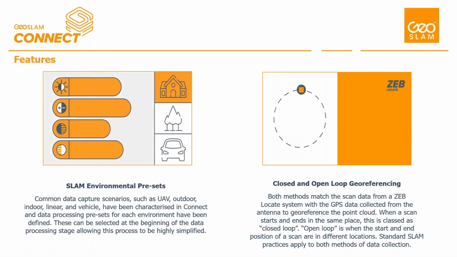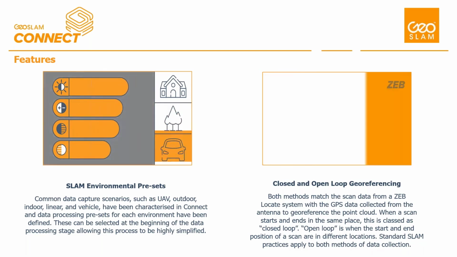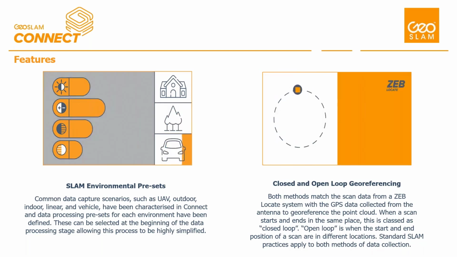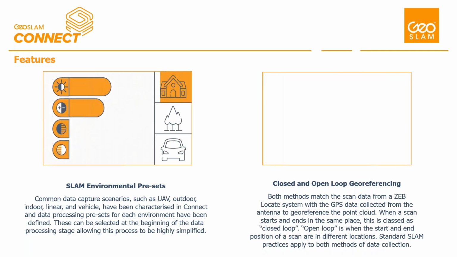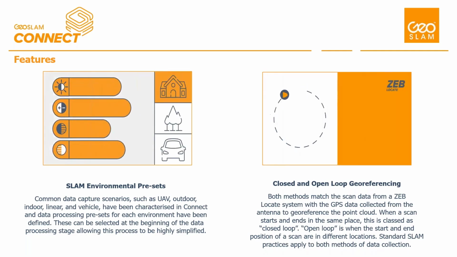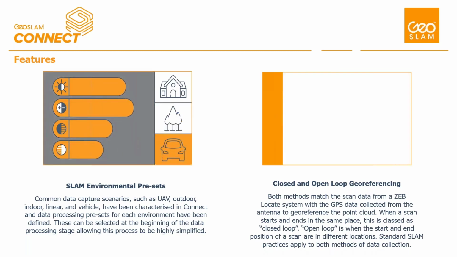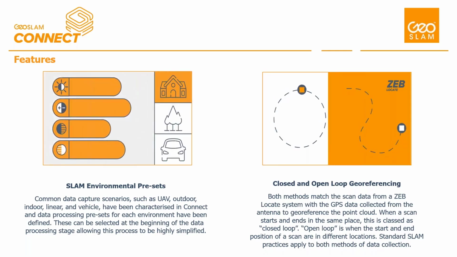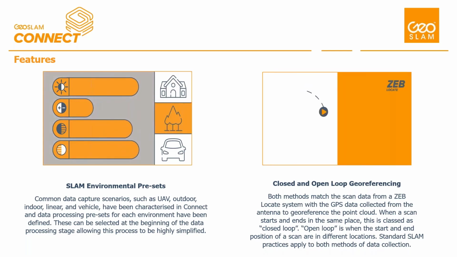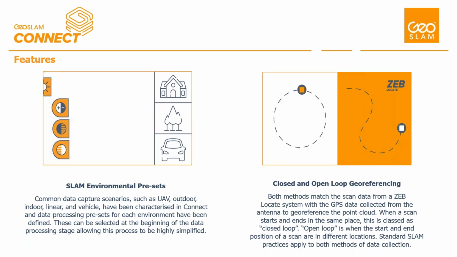Okay, so let's just talk about some of the features of Connect. So I just mentioned we've got some SLAM environmental presets. We've been working hard on optimizing the SLAM parameters for different environments, as I mentioned, such as UAV and outdoor. Sometimes you have to change the parameters to make sure that the SLAM is working for your environment. We put a lot of hard work and effort into looking at these presets and using these as an option for you so that you can pick the one that is most applicable to your application.